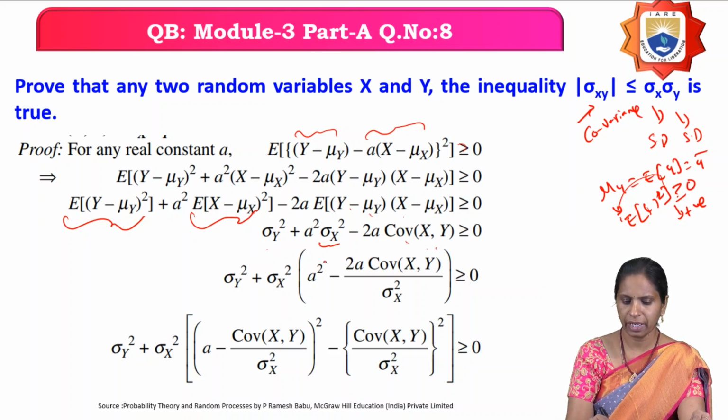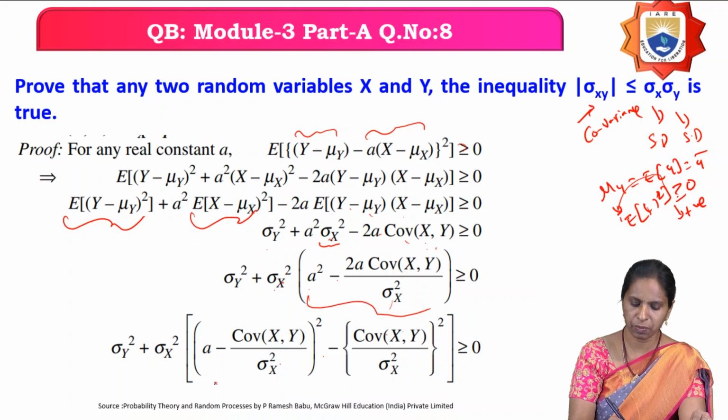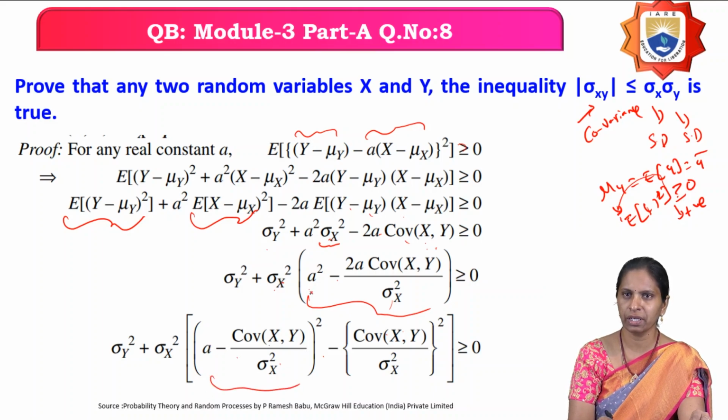Now take the common sigma x square from this equation. Then what can happen here? a square minus 2a covariance of x and y by sigma x square, which is greater than or equal to 0. Now how are we writing this equation? We are writing it as a minus b whole square minus covariance of x comma y by sigma x square whole square. If you simplify this, a minus b whole square is nothing but a square plus b square. What is b square? Covariance of xy by sigma x square, minus 2a into covariance of xy by sigma x square. And here the plus and minus will cancel together. So I am rewriting this equation like this.